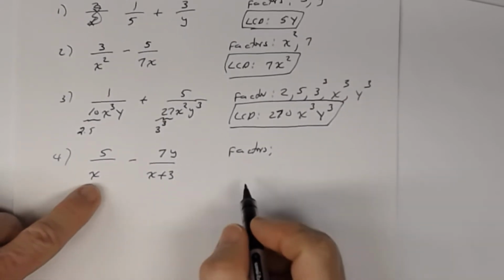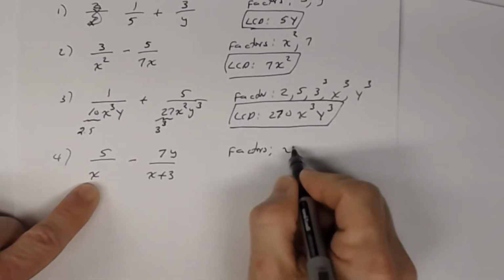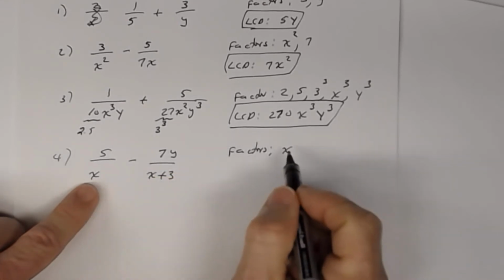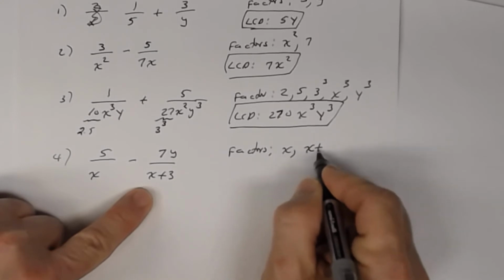So one of the factors I see is an x. I don't have any factors of x here, so I'm going to list it. x to the first, only one factor. The next factor I see is x plus 3. I'm going to list it.